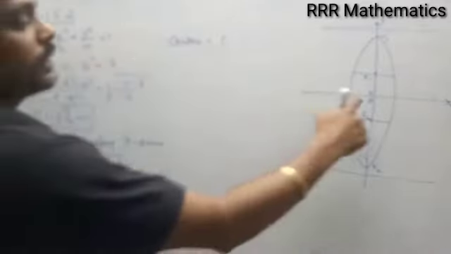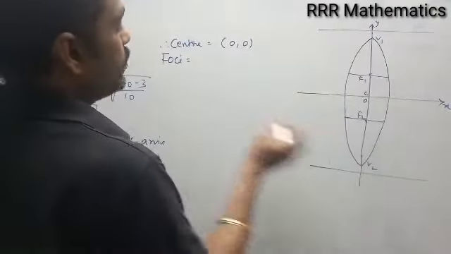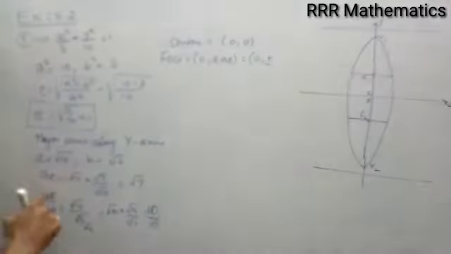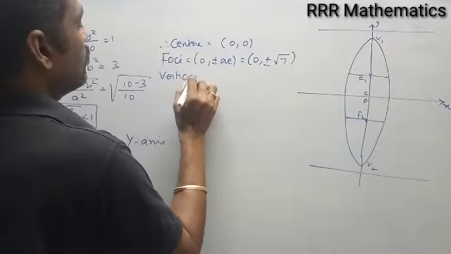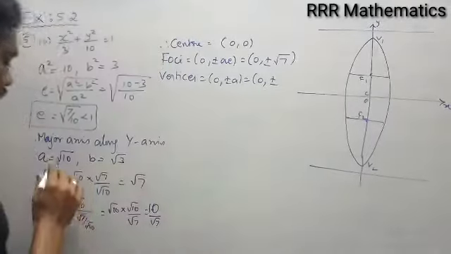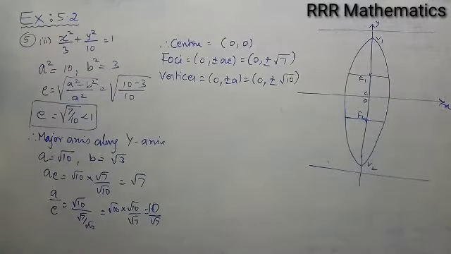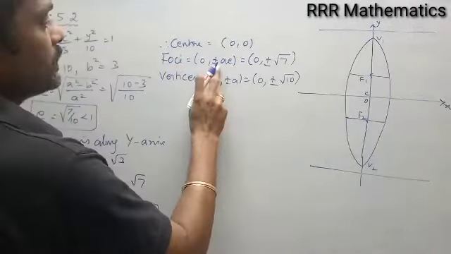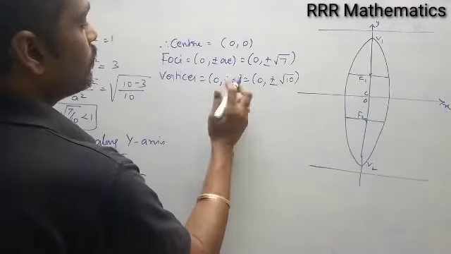In the standard figure, we have the center at the origin 0, 0. Foci are points on the y-axis, so it will be 0, plus or minus ae. What is ae? Square root of 7. Vertices are 0, plus or minus a. What is a? Square root of 10. In this case, the center, foci and vertices lie on the y-axis. Therefore, 0, plus or minus ae for foci, and 0, plus or minus a for vertices.